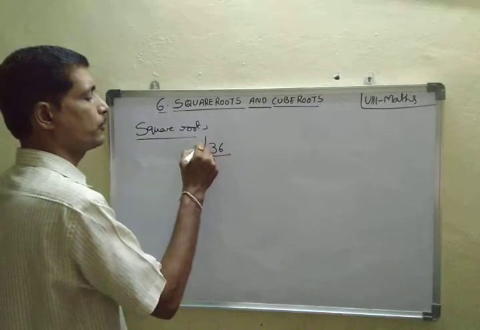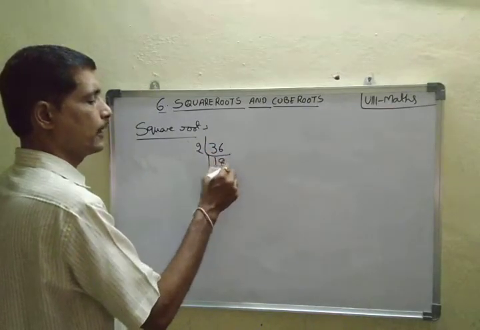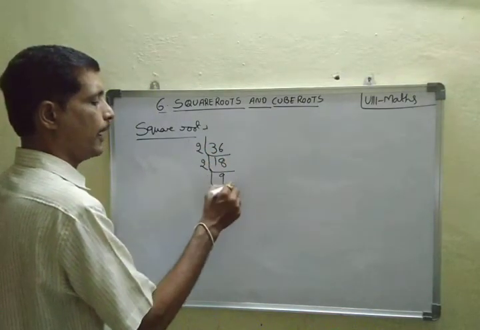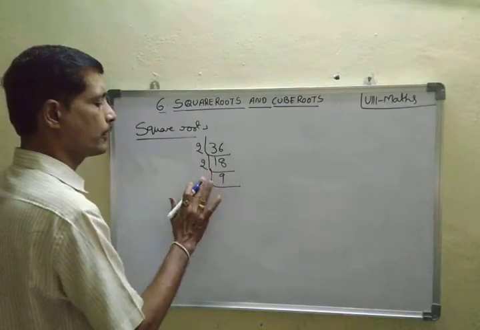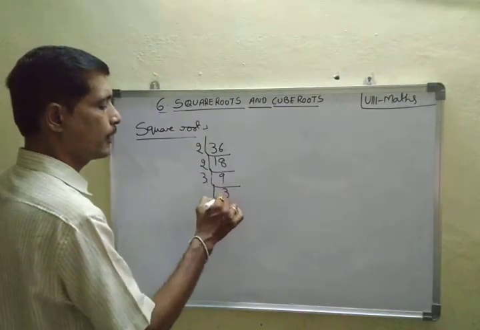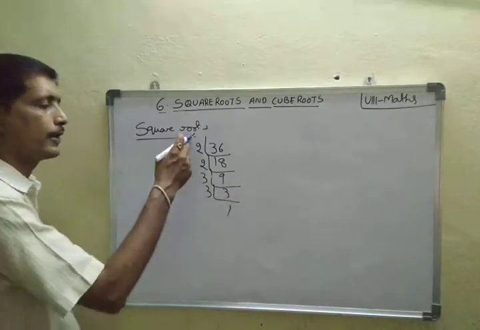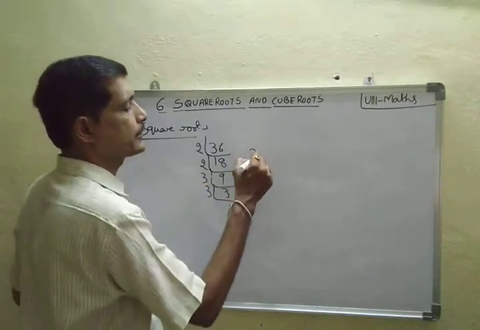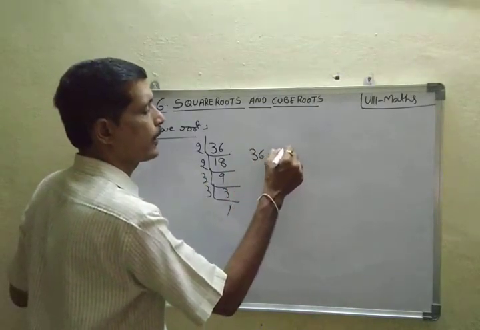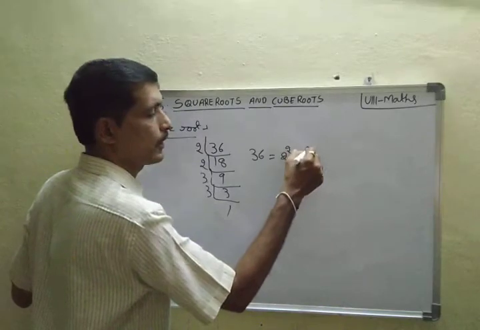36 means we have 2 times 18, 2 times 9, next 2 times 9, again 3 times 3, 3 times 3, next 3 times 1. Therefore, here how many 2s? 36 can be written as 2 square, next 3 square.